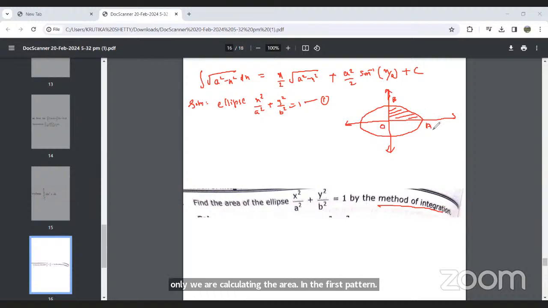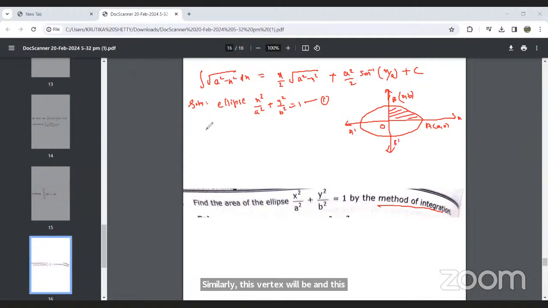See the coordinates of this point on the x-axis: the coordinate of A will be (a, 0), and the coordinate of B will be (0, b). It is in standard form, so the length of the major axis will be 2a, but here we are taking the distance between the origin and A, so this will be (a, 0). Similarly, the other vertices will be A dash and B dash.